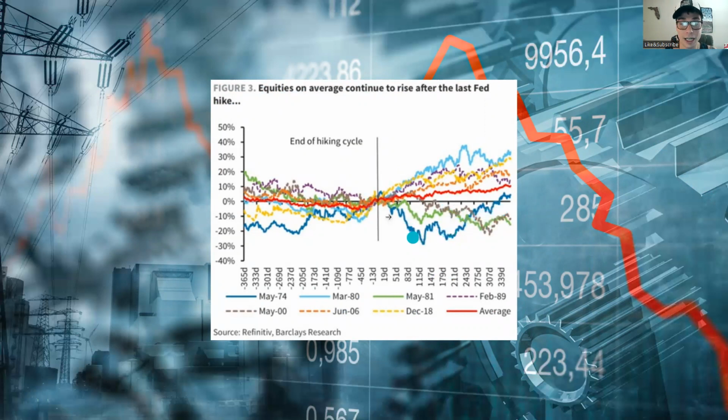Now, over here in 74, that's what this line is right here, this blue one. We can see that there was a dramatic sell-off, but eventually things actually recovered and we went back green. All right, now 2 other time periods are going to be in 81 and then as well in 2000 when the stock market was very bearish. Other than that, equities on average continue to rise after the last Fed rate hike.